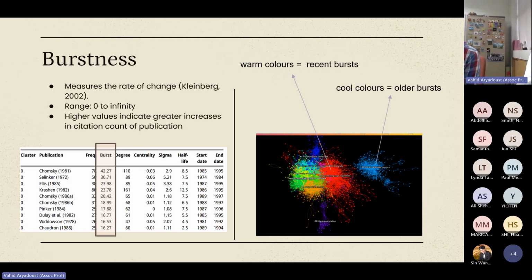As you can see, Chomsky's work, for example, is a burst with the highest statistic there, followed by Selinker and other scholars. One interesting finding from this table is that almost all, without any exception actually, of these studies were published before 1990, which means that it probably takes some time for every research project which is published in a journal paper to become a burst in its own field.